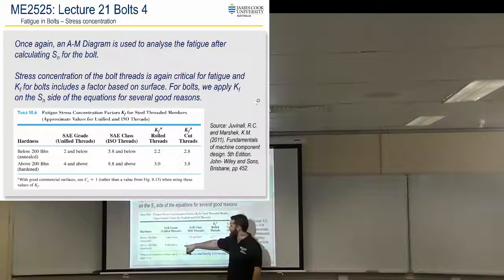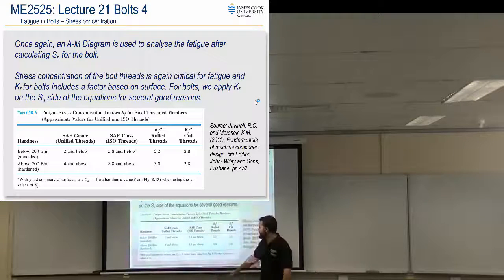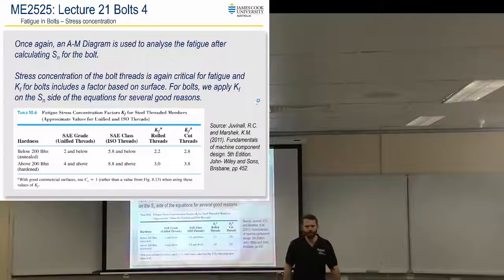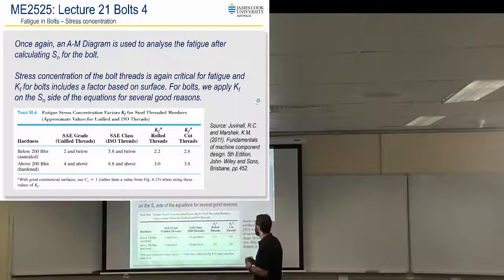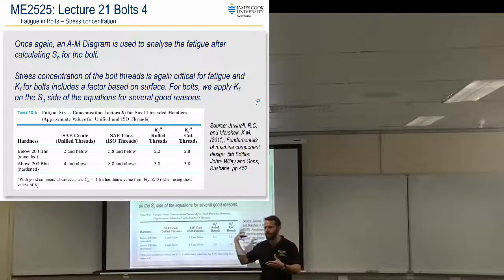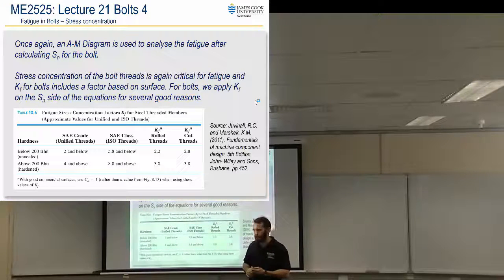And then for the stiffer stuff, so class 4 and above and 8.8 and above, 3 and 3.8. Okay? So you just use a single value, you've got KF, and you carry on your merry way. Now, this table, because you're actually dealing with manufacturing processes as well, these values incorporate a surface finish into them. Okay? So you don't need to get a stress concentration factor and a surface finish, because theoretically the stress concentration and the surface finish are all part of the same process, and so that's been incorporated in these particular numbers.